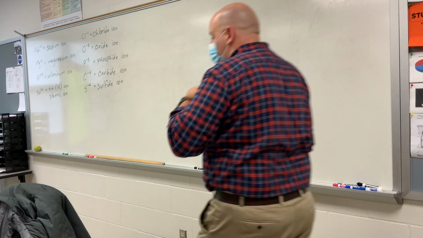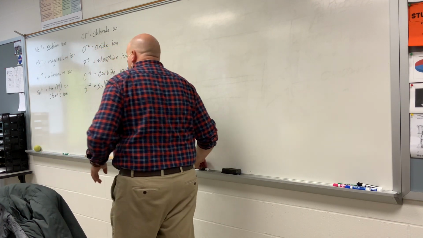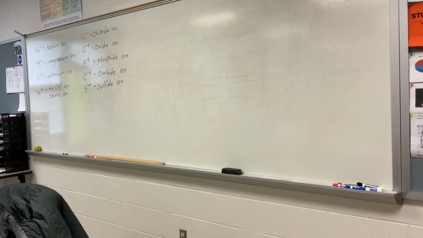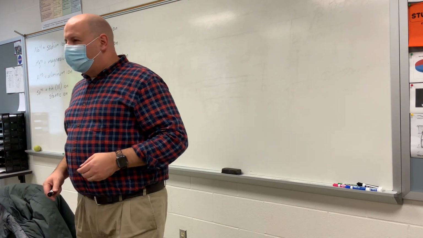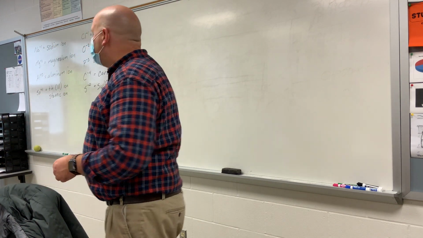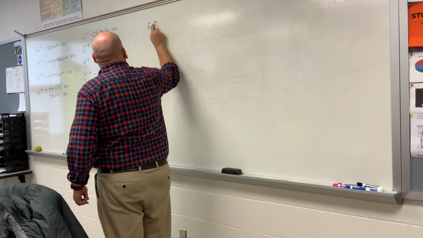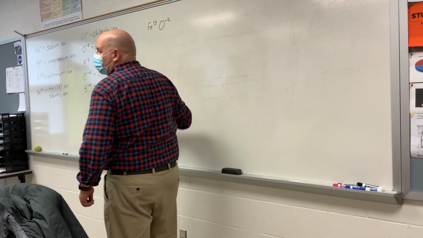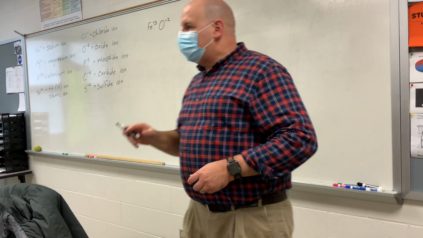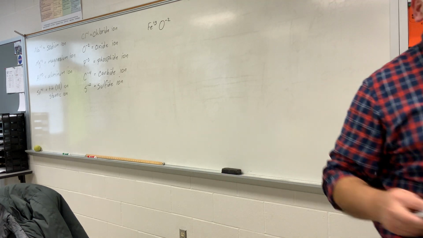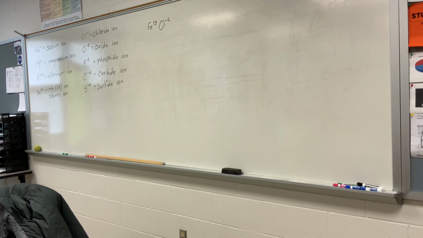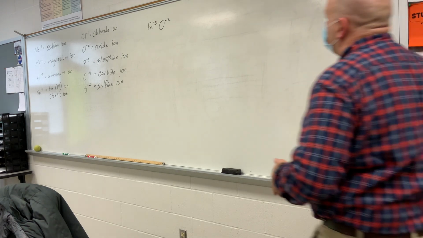All right, a little bit of practice, a little bit of review here. Which ones have we done so far? Aluminum, and calcium chloride. Did we do one with iron? No? Let's try this one: Fe positive 3 and O negative 2. Remember, whenever you're writing these out, you always write the positive ion first, and you always name the positive ion first.